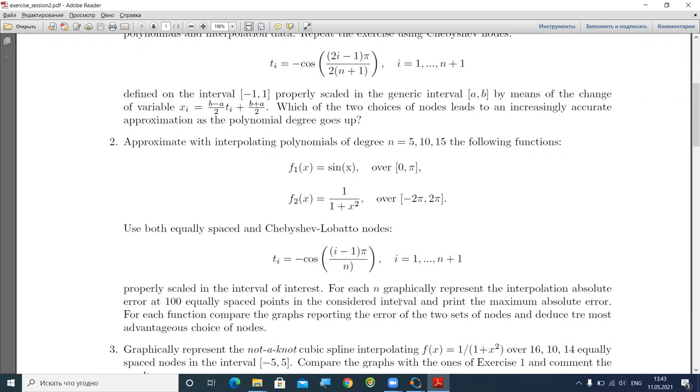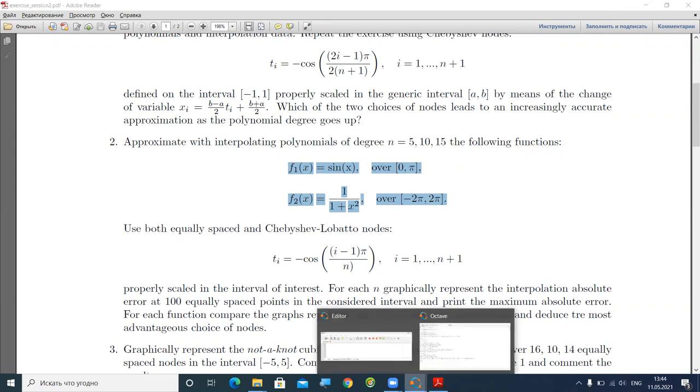And now for each n, graphically represent the interpolating absolute error at 100 equally spaced points in the considered interval and print maximum absolute error. Is it clear? So we need to find now absolute errors and absolute error at 100 equally spaced points. First of all, just approximate with interpolating polynomials these two functions of degree 5, 10, and 15 using equally spaced and Chebyshev-Lobato nodes, and then find the interpolating absolute error and graphically represent it.